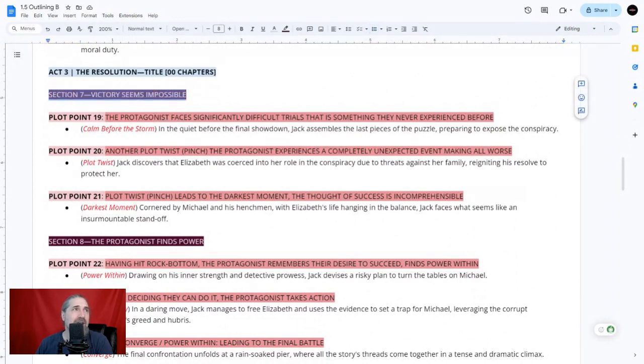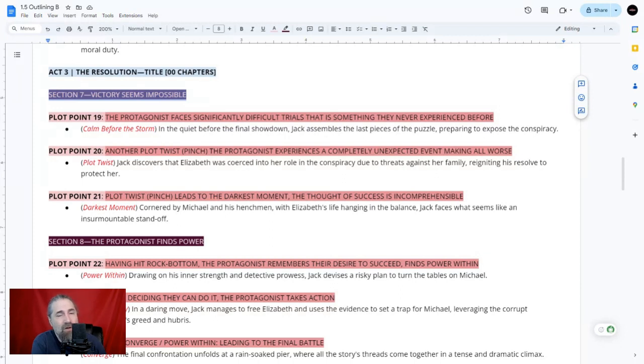Section 7 is the quiet before the final showdown. Jack assembles the last pieces of the puzzle, preparing to expose the conspiracy. He's putting all his ducks in a row. Quack, quack. Then we get another plot twist, and we discover that Elizabeth was coerced into her role.